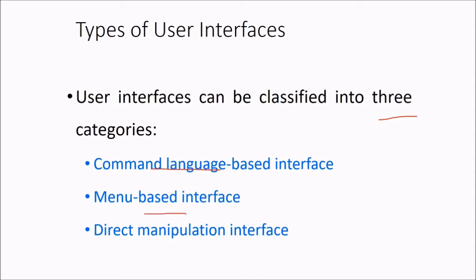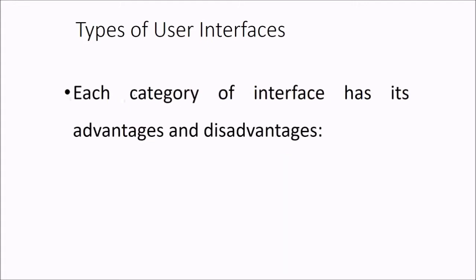Then you have menu based or menu driven interfaces, where you have various menus, and on the basis of menu, different functionality is invoked. And then you have direct manipulation interface. So these are three types of user interfaces, and each category has its own advantages and disadvantages. And I would say one more thing, that each category is employed for some specific execution of a job.